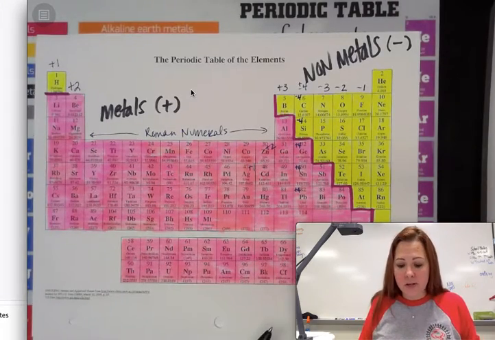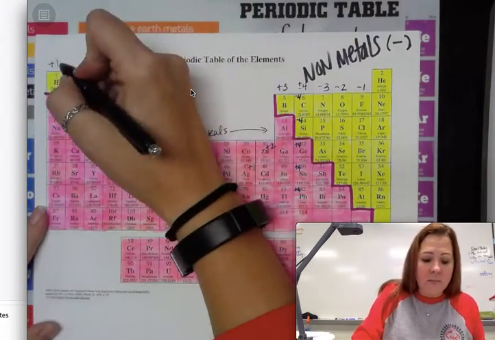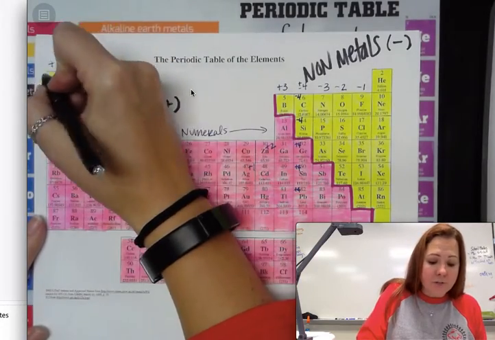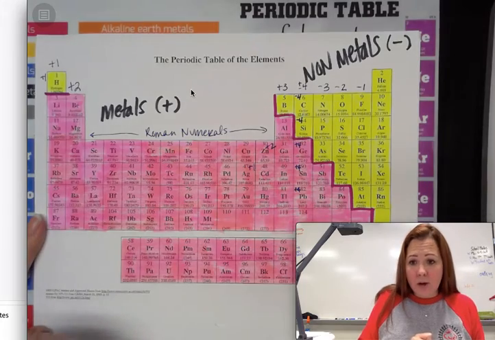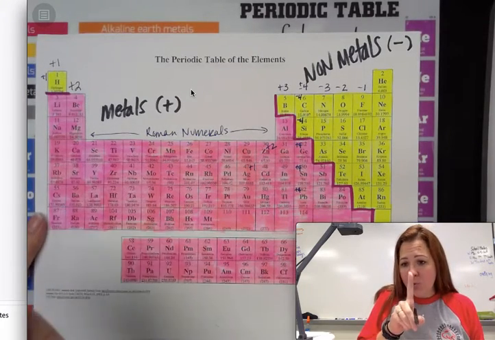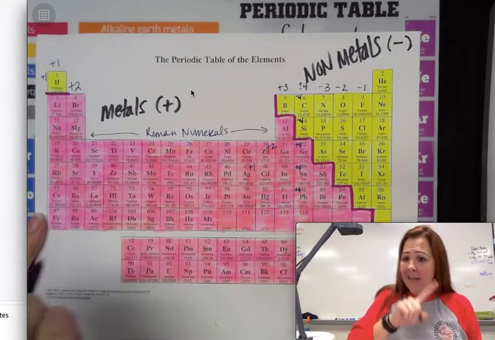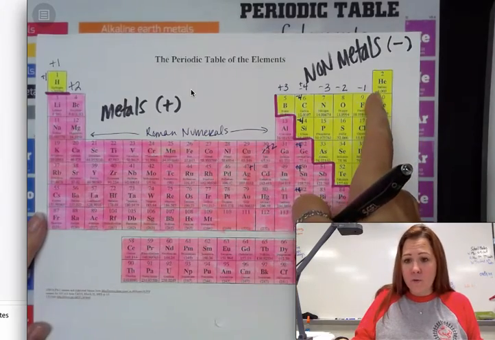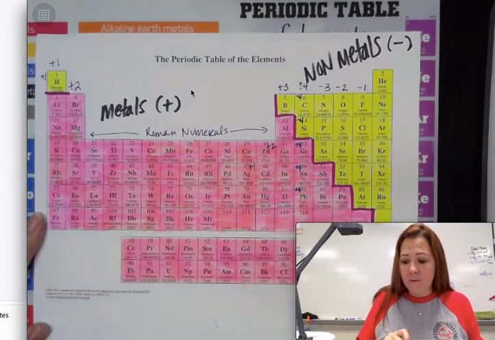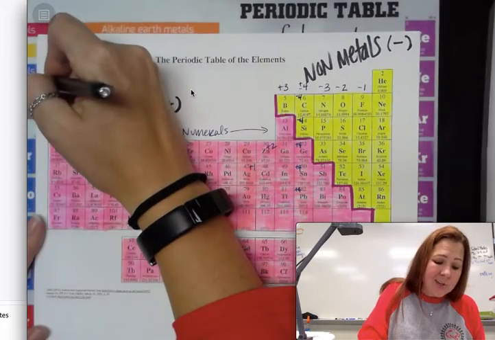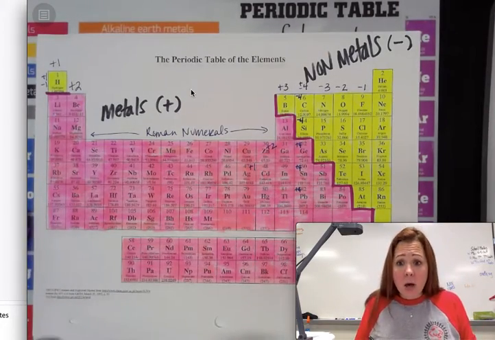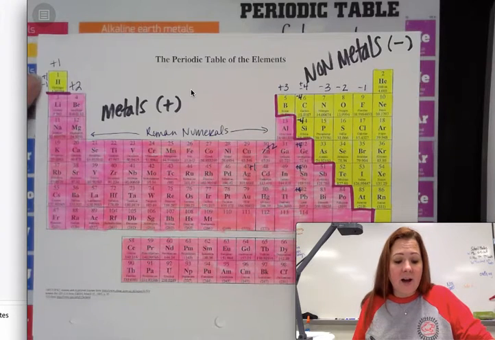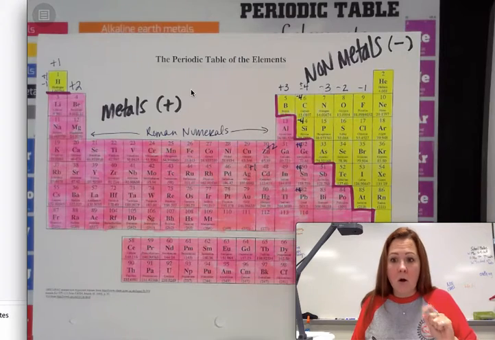Now I did say that I was going to come back to hydrogen. Hydrogen is really strange. It could make a +1 oxidation number. It has 1 valence electron, and sometimes it gains an electron in order to form a full valence shell. Hydrogen can also make a -1 charge. It's not as common, but it could. So I just wanted to point out that hydrogen could be +1 or -1, but everything in the first group are all +1.